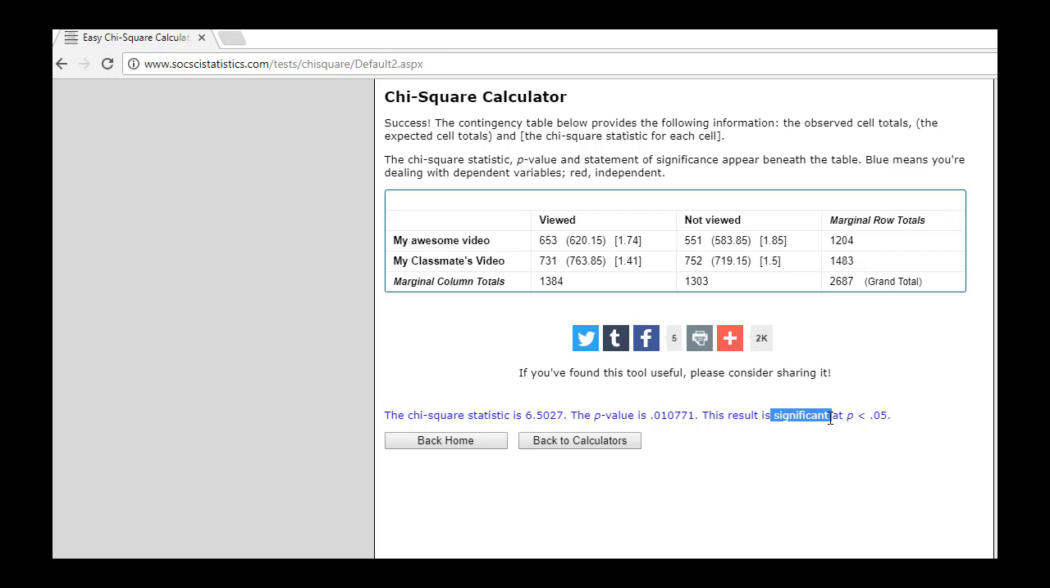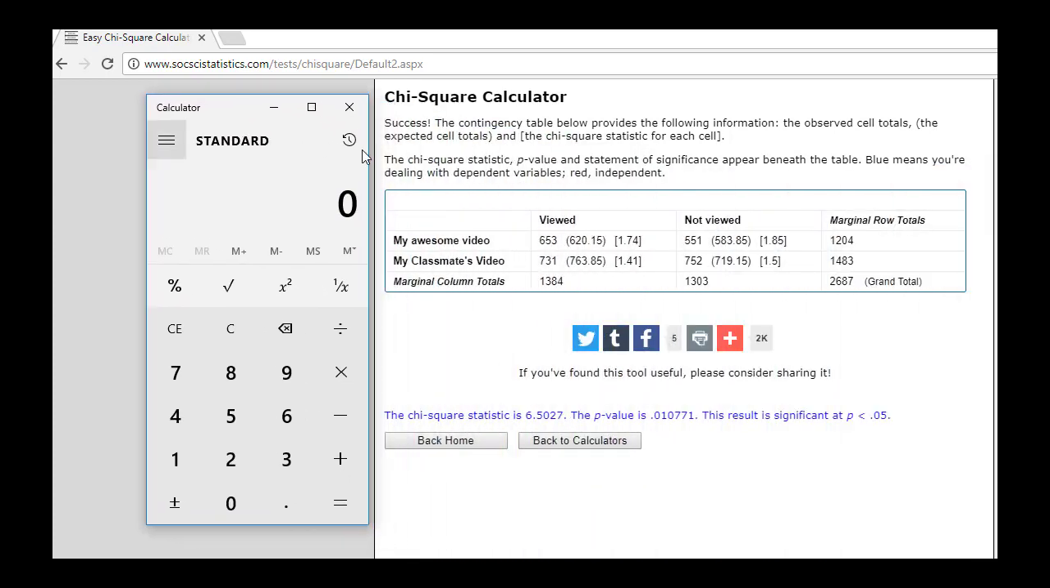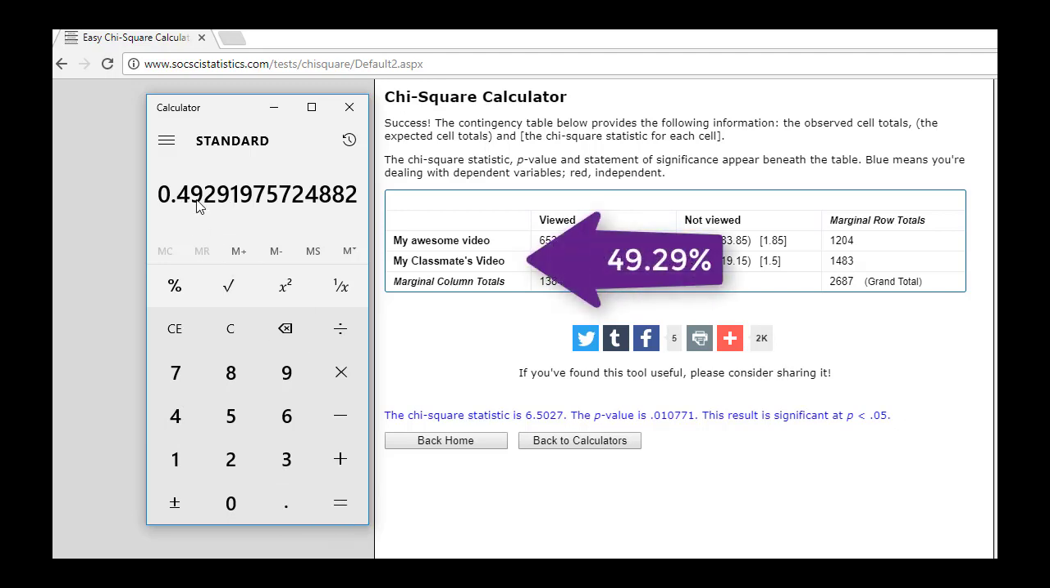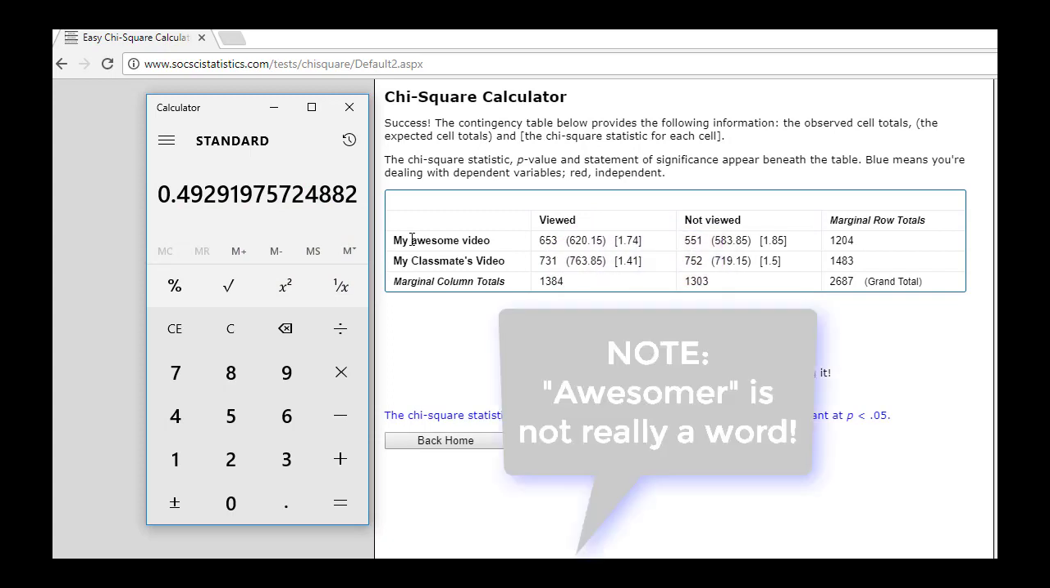Now, you can calculate the view-to-impression ratio, although already on yours, you knew that the 653 over the 1204, that was 54.24%. And if your classmate did not give you the calculation for his or her view rate, then you could calculate that fairly easily by taking the number of views, in this case 731, and dividing that by the total number of impressions here, that's the views plus the non-views, of 1483. And their view to impression rate would be 49.29%. So yours was 54.24%, the other video 49.29%, and in this particular case, you can make the claim that your video truly was at least awesomer than your classmate's video.